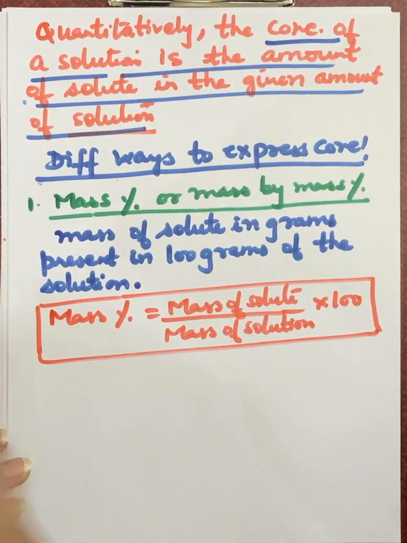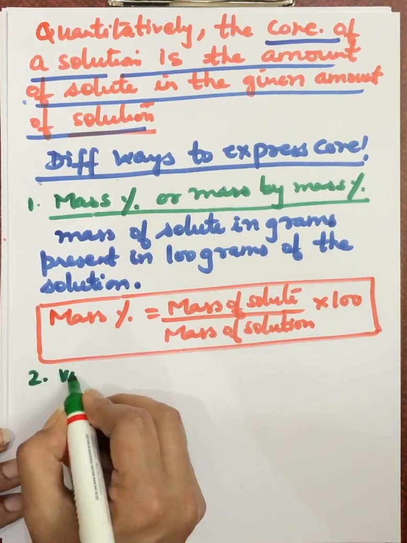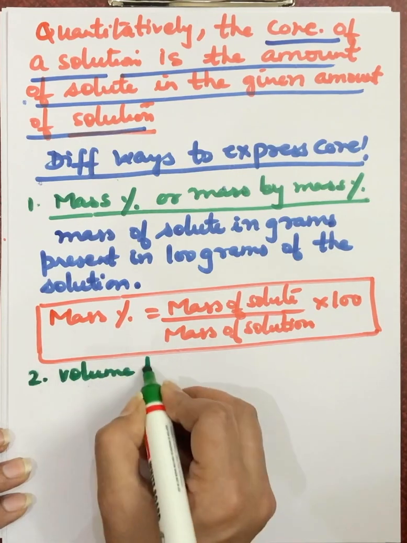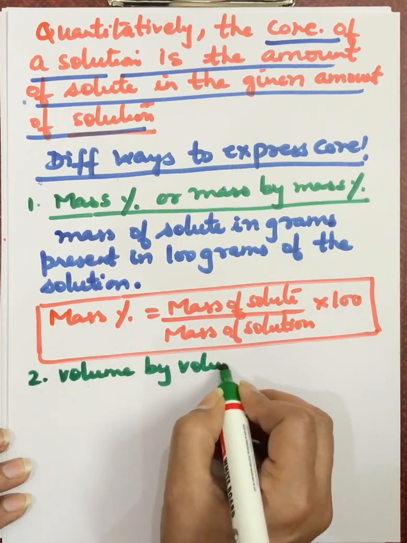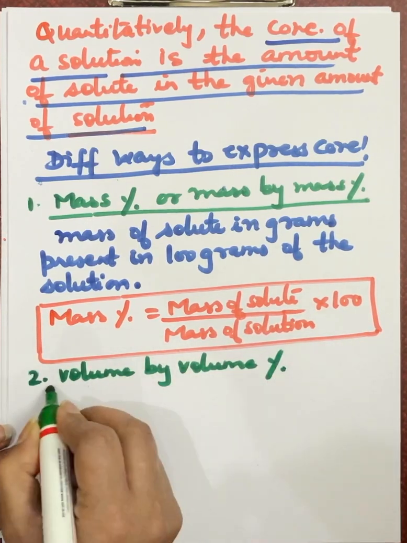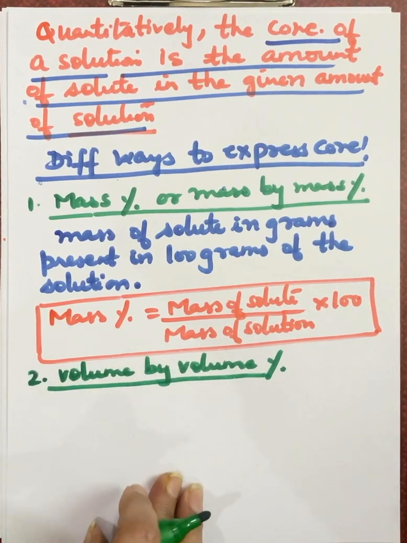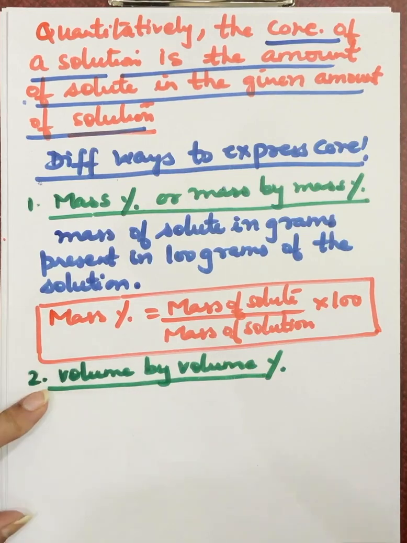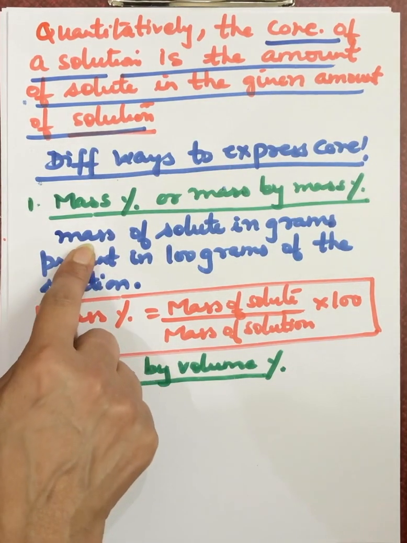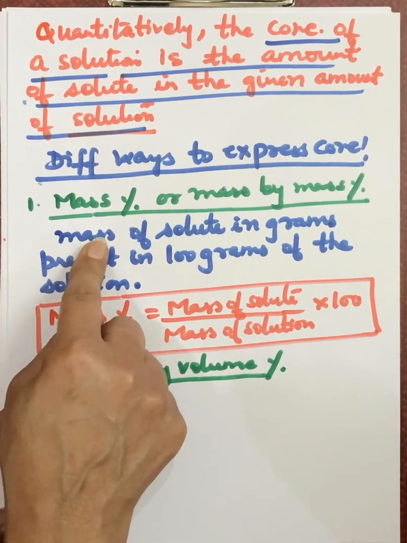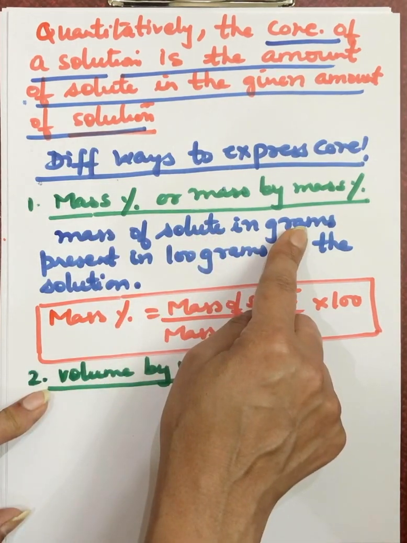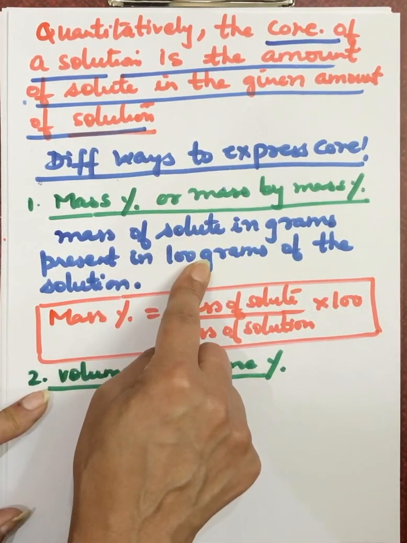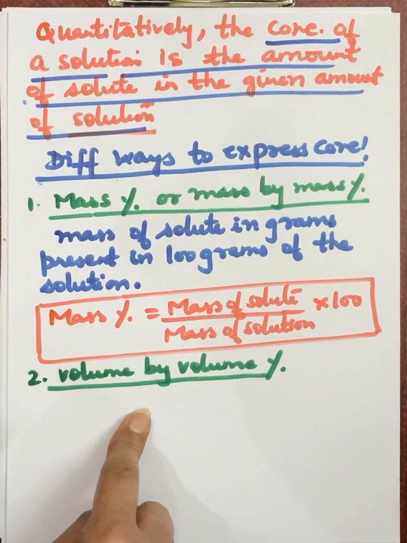Next one is volume by volume percentage. Now here also from this term only it's clear, we are taking the volume of the solute as well as that of the solution. From here only I'm defining, see, in place of mass, now we'll write volume. Volume of solute in milliliters present in 100 milliliter of the solution is called the percentage by volume.